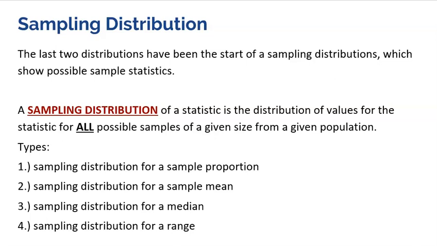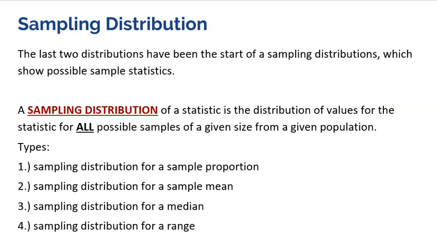And this is what this entire unit is about. So the last two distributions were the start of a sampling distribution, which show all possible sample statistics, right? Now, the reason why these last two examples were not official sampling distributions is because they didn't show all possible samples. The idea of a true sampling distribution of a statistic is the distribution of values for the statistic for all possible samples of a given size from a given population, all right?